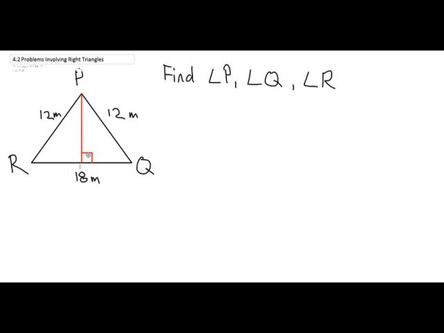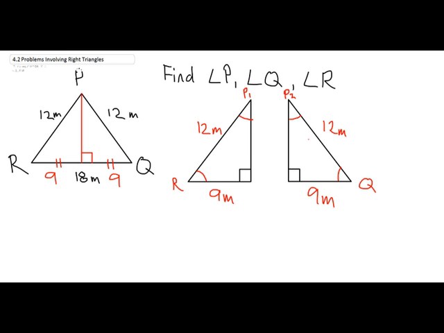Now, when we drop down this 90-degree angle, it does something special. What it does is it cuts this base into two equal pieces. So if this whole thing was 18, this section here is going to be 9, and this section here is going to be 9. So notice now that we've got two right-angled triangles. So I can break this up into two different right-angled triangles. I'm going to call this P1 and R and P2 and Q.